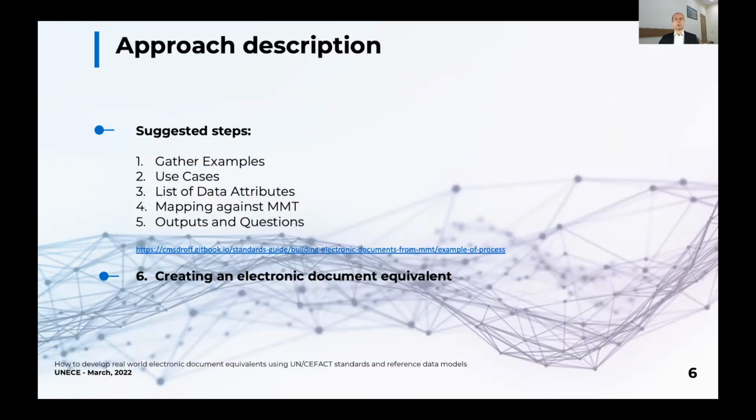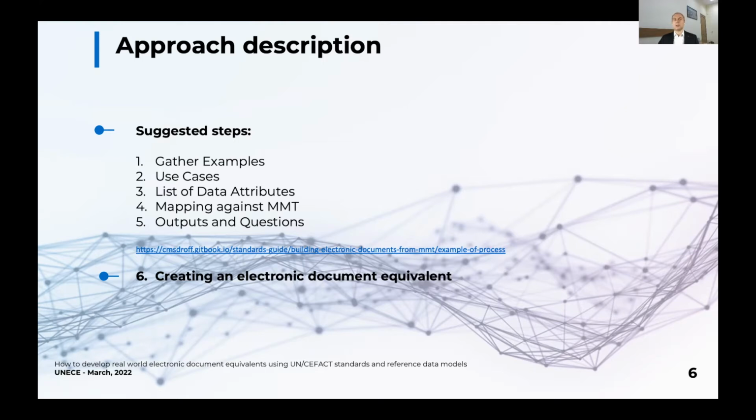As already mentioned in the introduction, the approaches to the creation of electronic documents based on the UNECE FACT data models are largely the same among various experts. In the following, we will use the step names given by David Roth in his standard guide as a general terminology. In particular, David suggests the following sequence of actions: gather examples, use cases, list of data attributes, mapping against MMT, outputs and questions. Also, we believe it's useful to separate the step of creating an electronic document equivalent as a deliverable of the process itself.